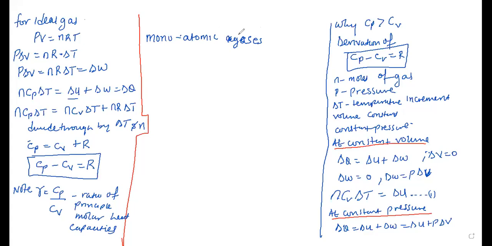Okay. We have what we call monatomic gases. We have also what we call diatomic gases. To start with monatomic gases, just like you hear the word mono, what does the word mono signify? One. It means that when we are looking at monatomic gases, these are gases where each molecule has only one atom.